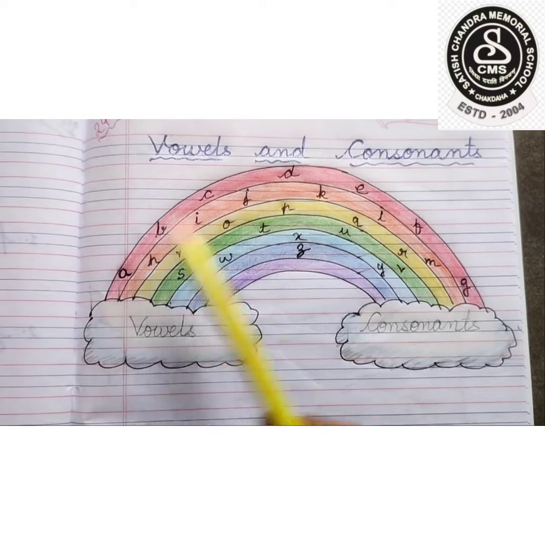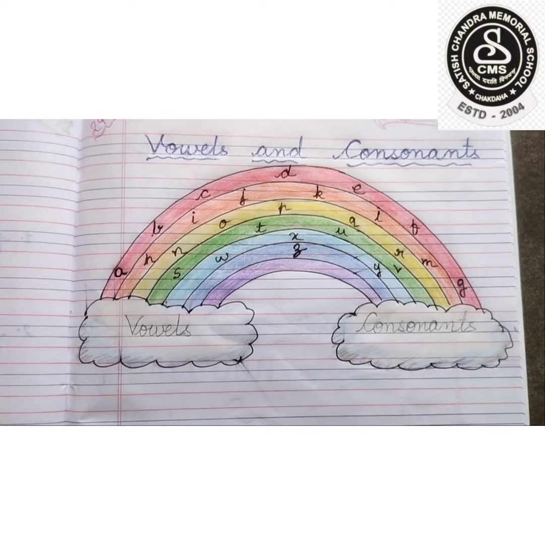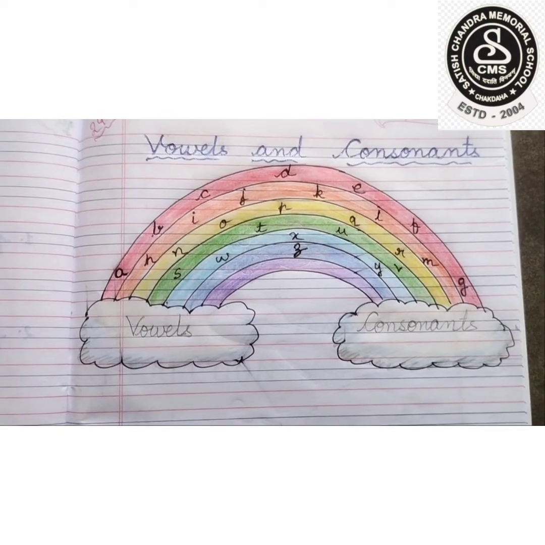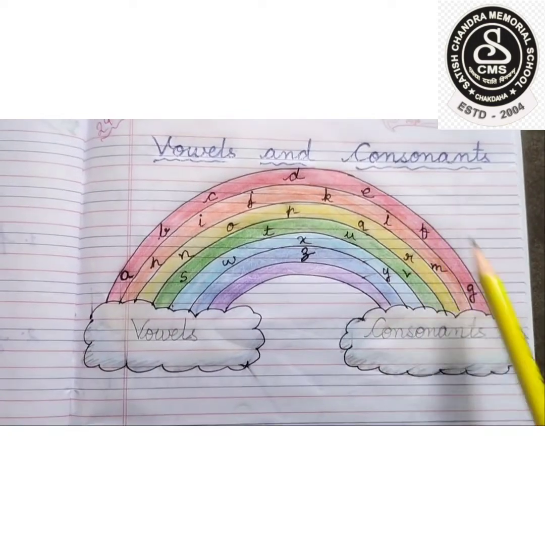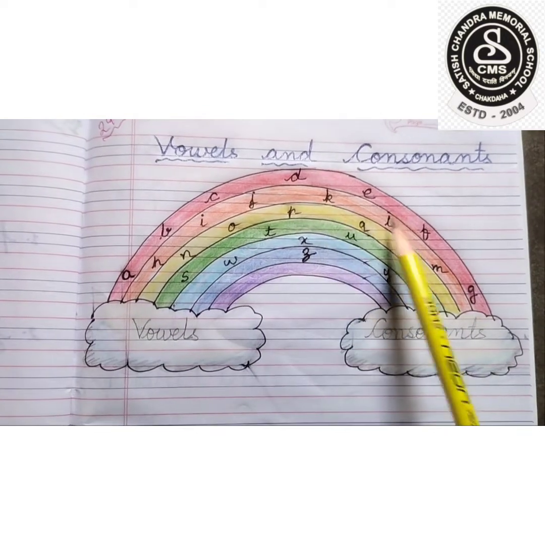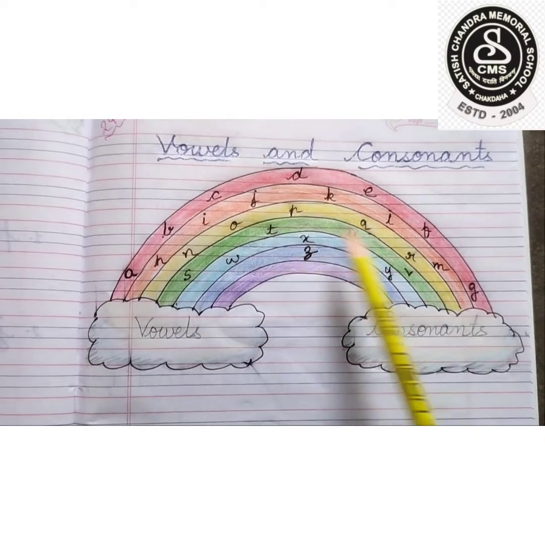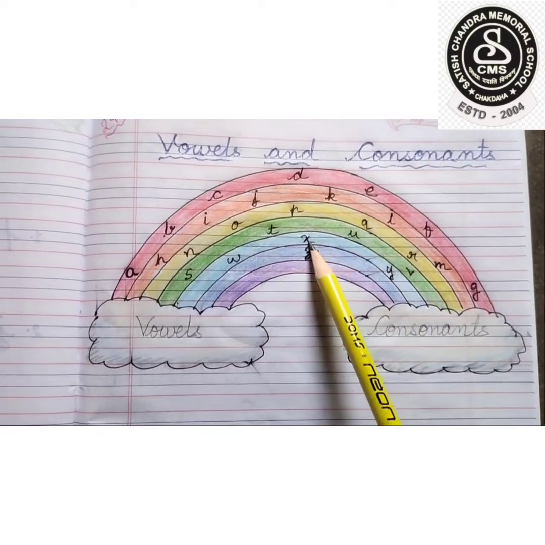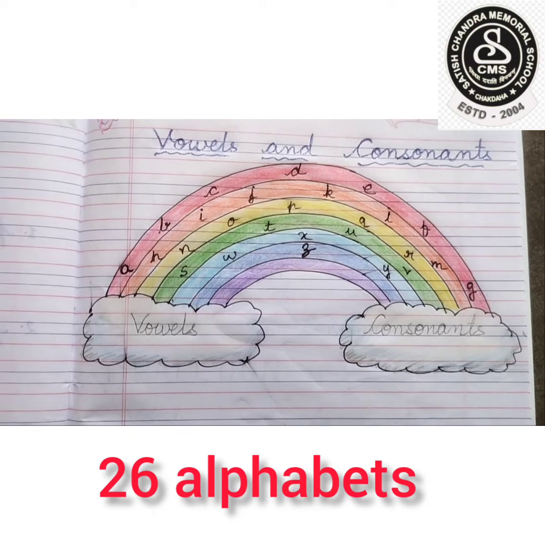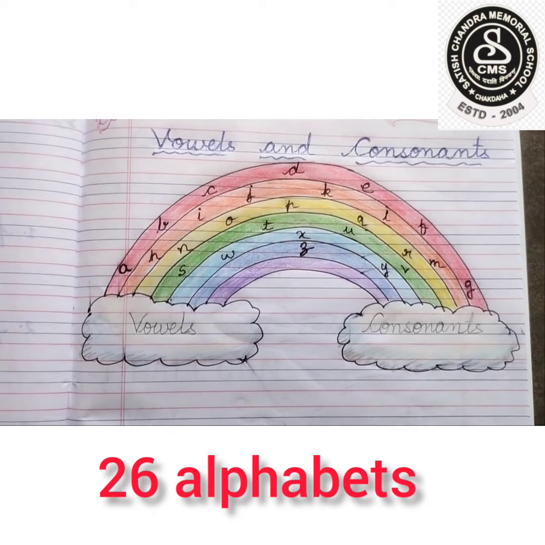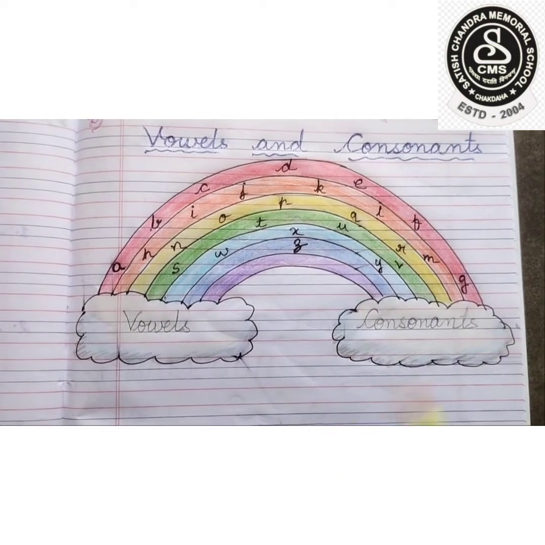Now here in this rainbow I have written so many alphabets. Can you count and tell me how many alphabets I have written? Now let us count. 1, 2, 3, 4, 5, 6, 7, 8, 9, 10, 11, 12, 13, 14, 15, 16, 17, 18, 19, 20, 21, 22, 23, 24, 25, 26. Here I have written 26 alphabets. And yes, in English we have a total of 26 letters, right?